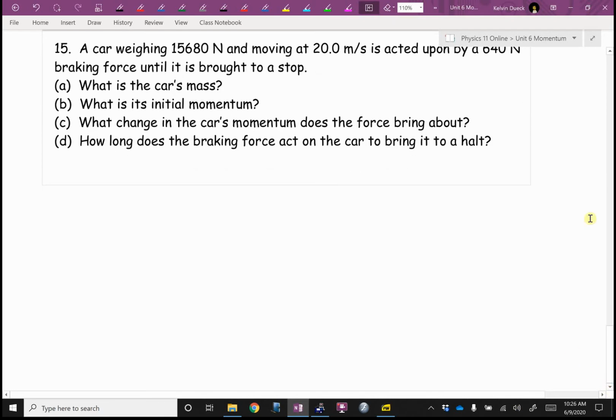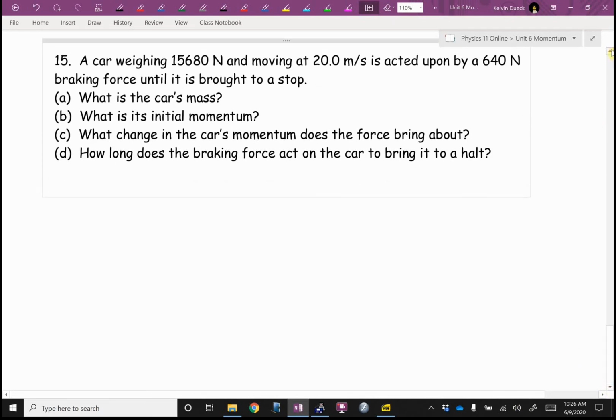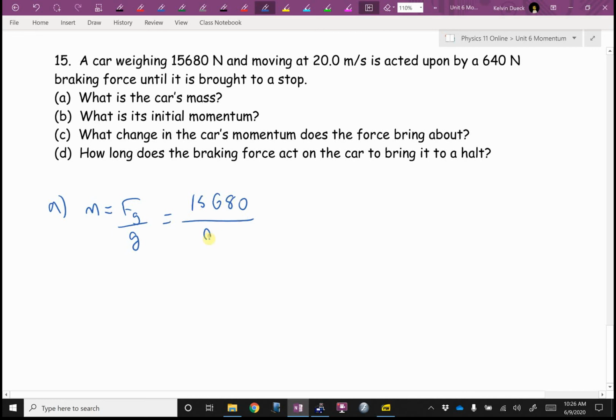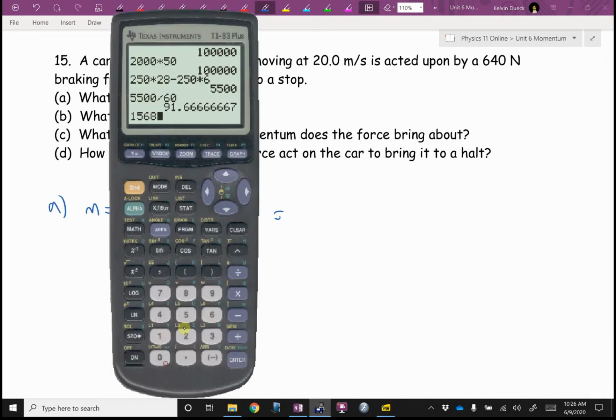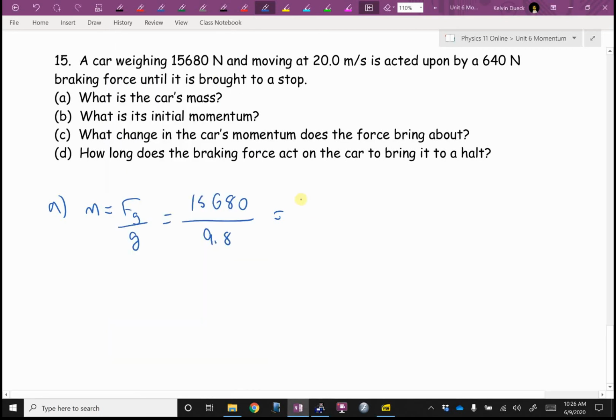Car weighing 15,680 newtons. First of all, please note that that's the weight. The mass is going to be the weight divided by g. It's going to be 15,680 divided by 9.8, and I get 1,600 kilograms.